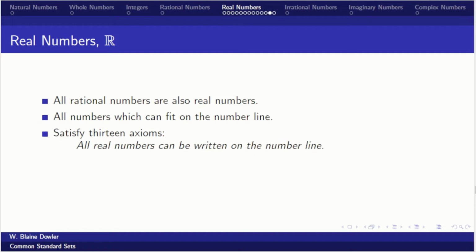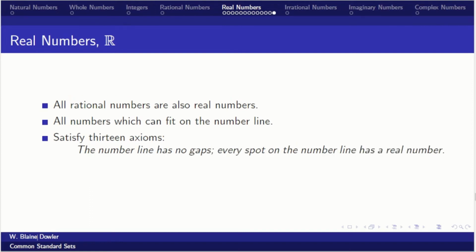Now these last two axioms are the ones that extend the axioms of the algebraic field to uniquely describe the real numbers. So one of them is that all real numbers can be written on the number line. This is properly known as the well-ordering principle, and it's formally phrased as, if a is less than b and b is less than c, then a is also less than c. So they stay in order. You don't have a rock, paper, scissors situation.